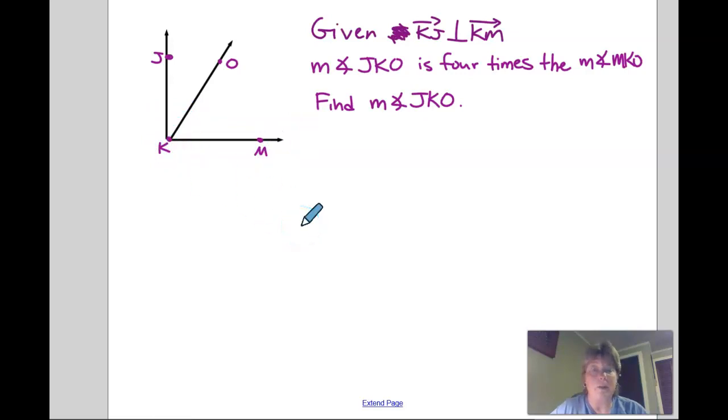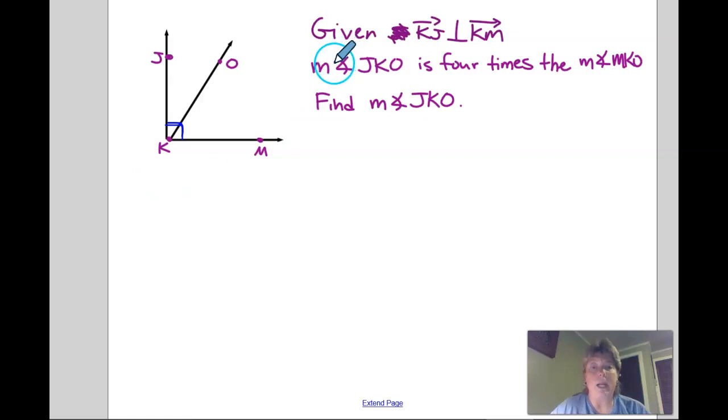If you wanted to, and I would suggest getting in the habit of doing this, when you see something that's a given, if you can mark something on your picture that corresponds to that piece of information, go ahead and do that. So in this case, I would put a little right angle symbol right here. Having a labeled picture is going to be really helpful for solving problems and doing proofs.